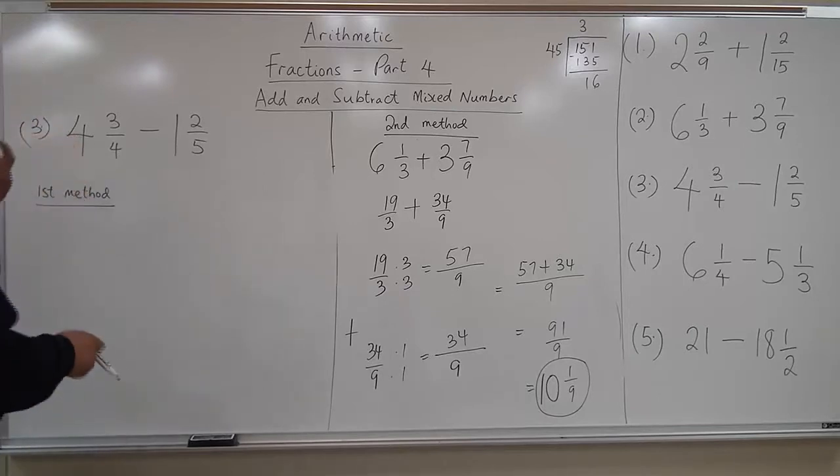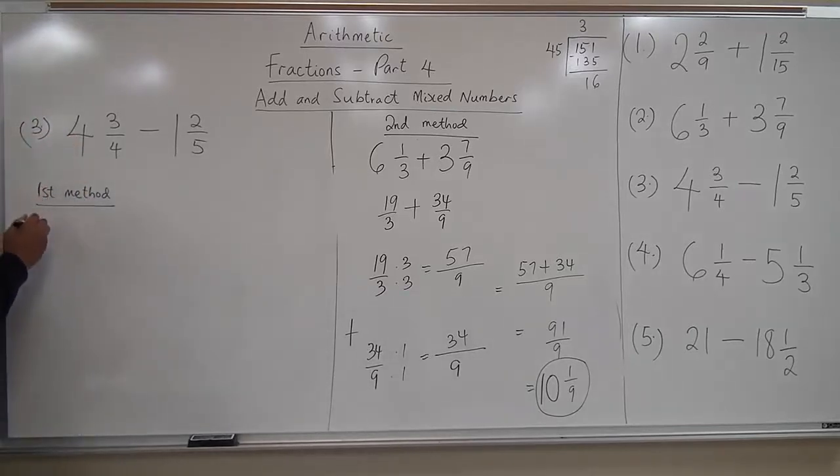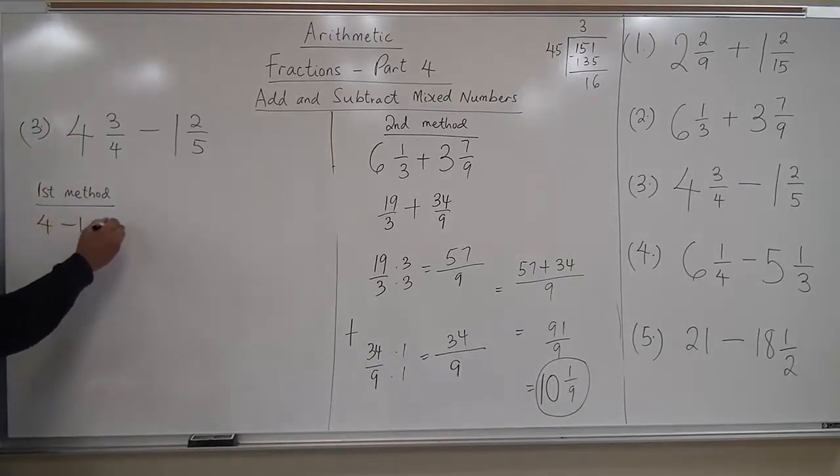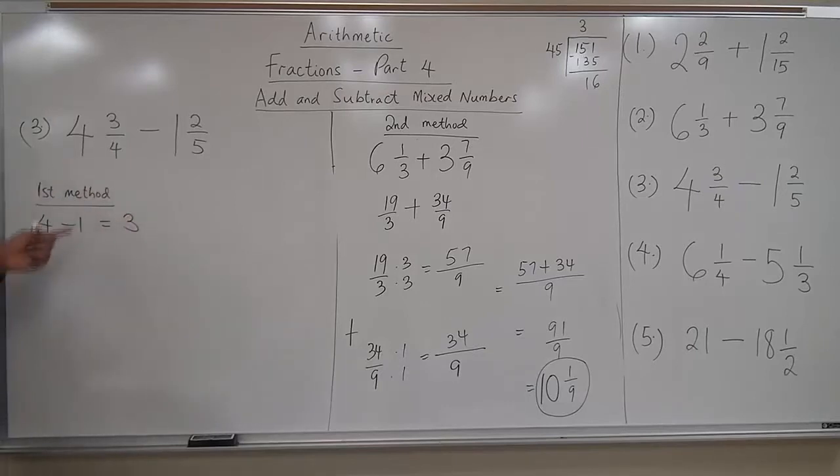You don't do subtraction multiple times. Okay. So first of all, we do 4 minus 1 gives us 3. Those are the integers. Then we do 3 over 4 minus 2 over 5. I like writing it vertically. So this is 3 over 4 minus 2 over 5. So the LCD of 4 and 5 will be 20.